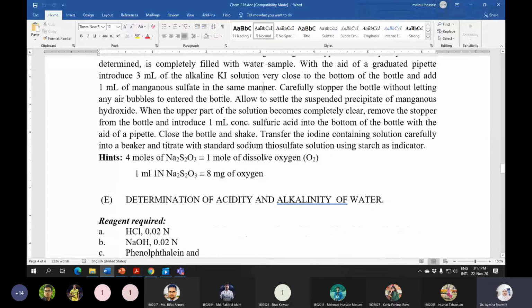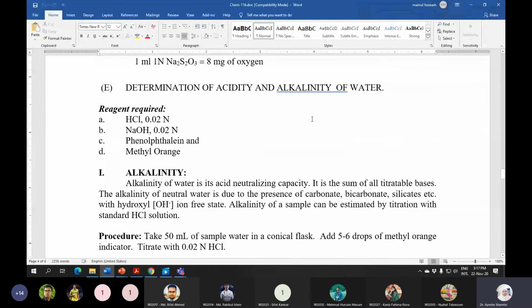So do you have any question about the determination of the acidity and alkalinity of the water? Anyone have any question about these two things?